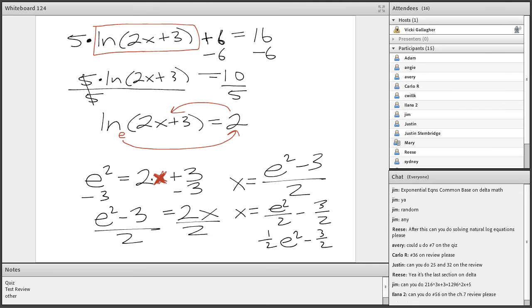And then I think on Delta Math it says solve for the exact value, so they want this weird answer. And on our test tomorrow too, I think it's going to be all exact answers. I don't think we're going to ask you for any decimals. So just make sure that you're doing the exact answer.